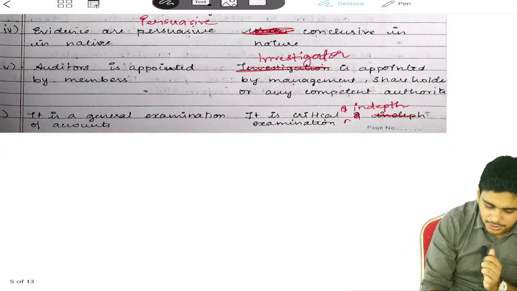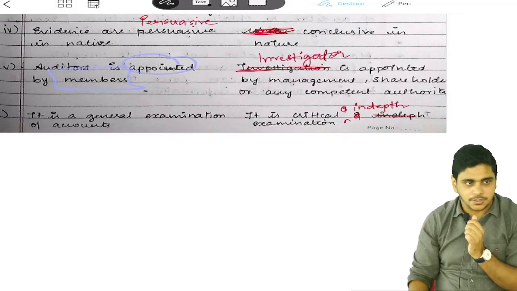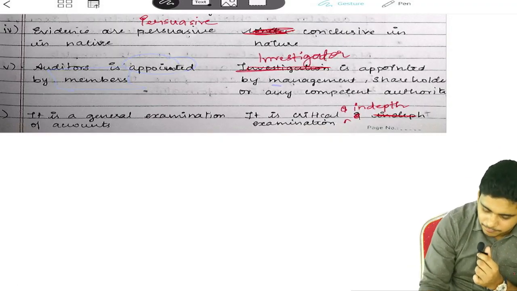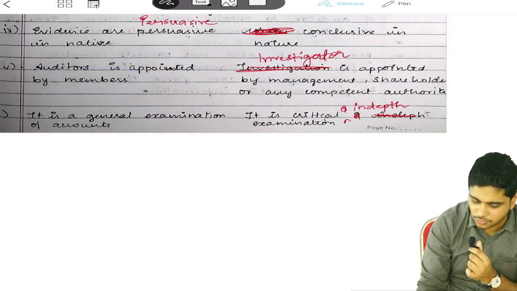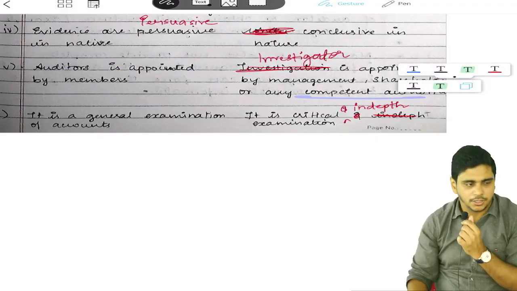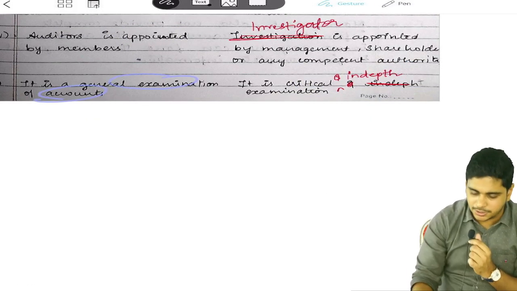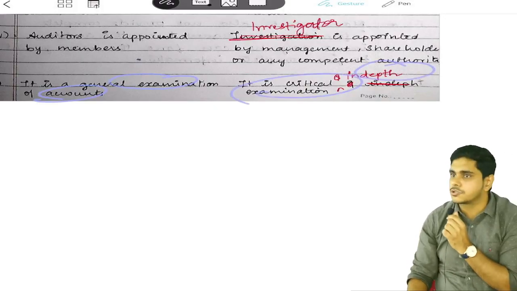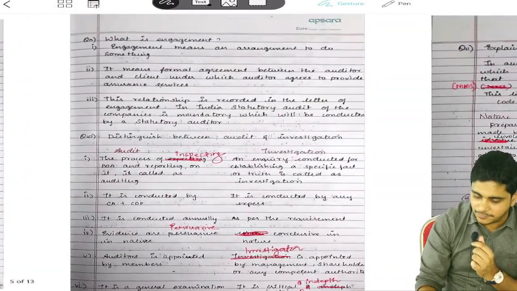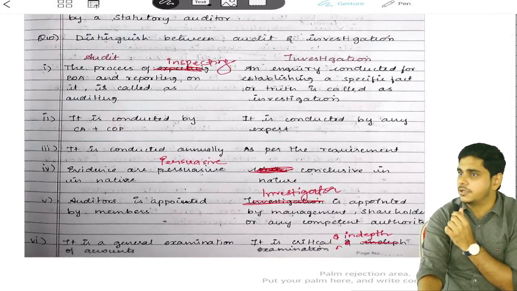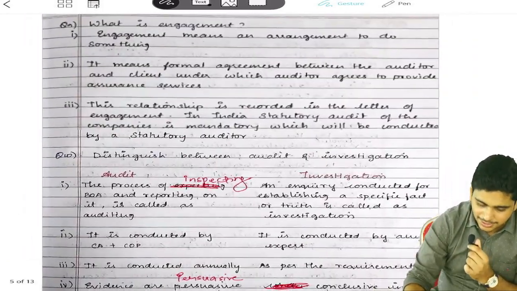Your auditor is appointed by members. The investigator is appointed by anybody: management, shareholders or any competent authority. Here it is a general examination of accounts. Here it is an in-depth examination. Understood? So 4 mark answer, 5 mark answer, audit versus investigation. Last answer.